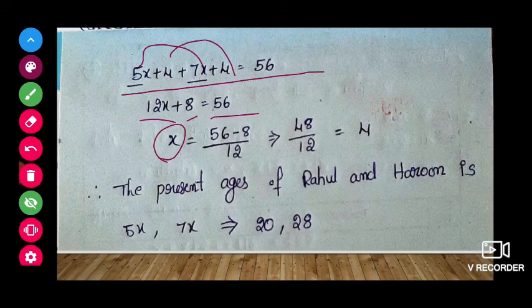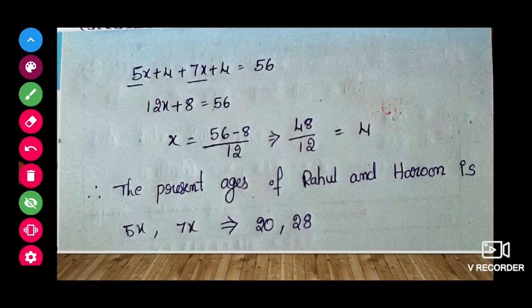If we send it to that side, plus 8 will go that side as minus 8. And here multiplication by 12, if it goes that side, becomes division by 12. So together you will get x is equal to 56 minus 8 by 12. Now 56 minus 8 is 48, 48 by 12 is equal to 4.